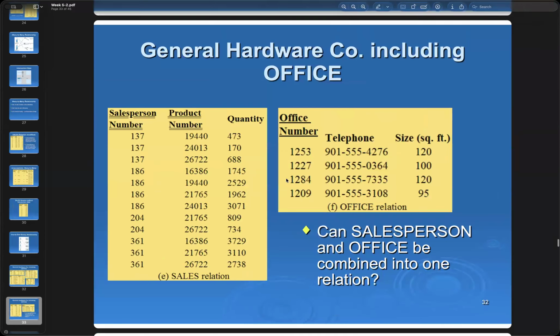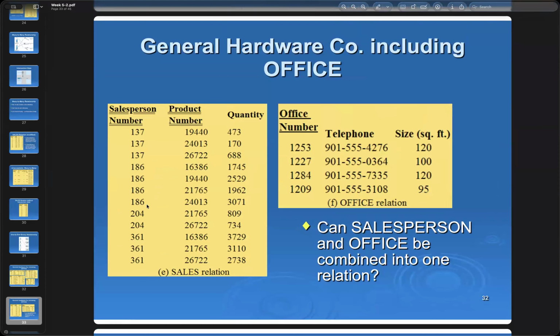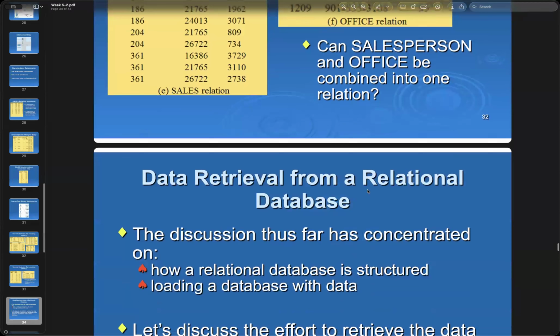It's design thinking, because they are two different entities, office and salesperson. Later we'll talk about direct relations or indirect relations. Do salesperson and office have a direct relation? If not, do we really need to put them together, or should we keep them as two different tables? Suppose this is a better design: of course, try not to combine them into one relation, but keep them as two relations.